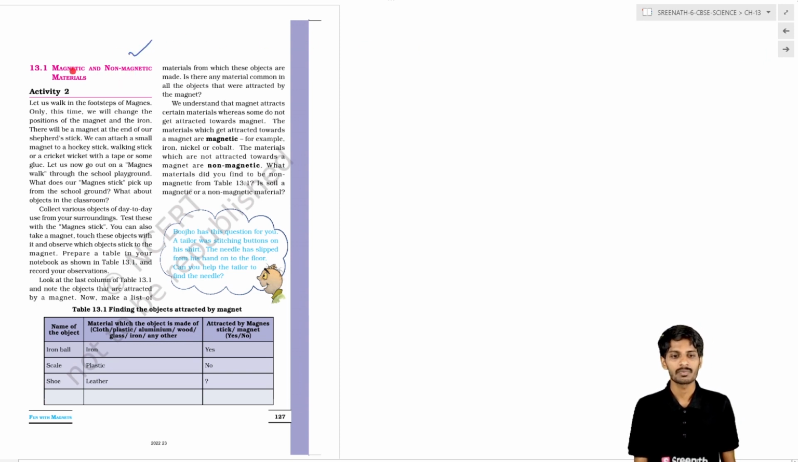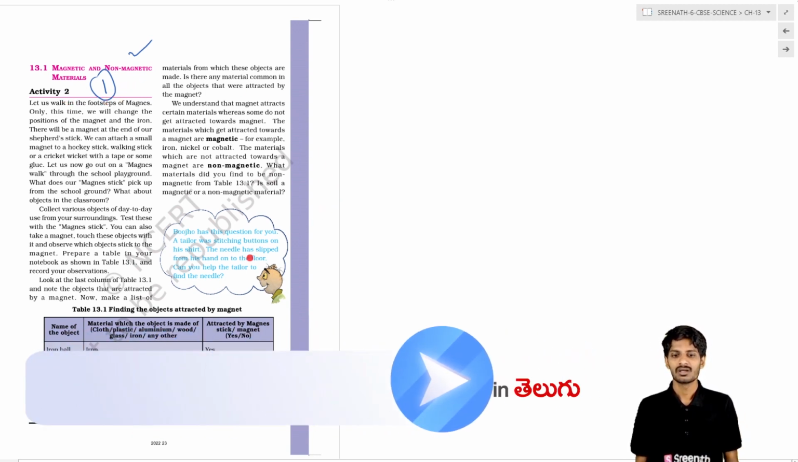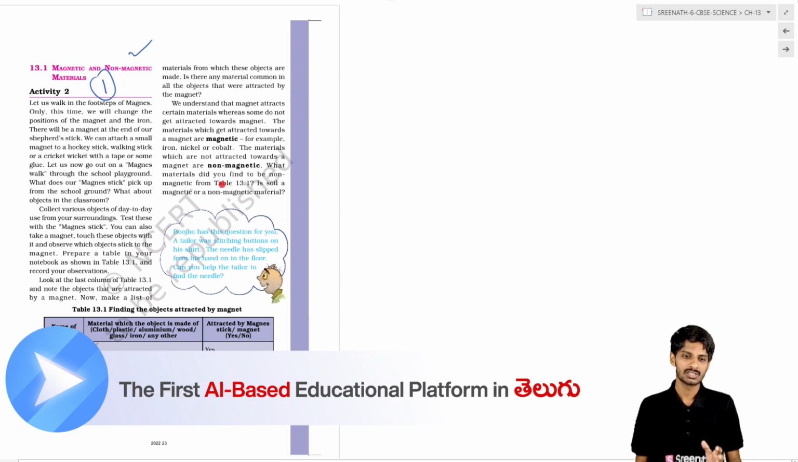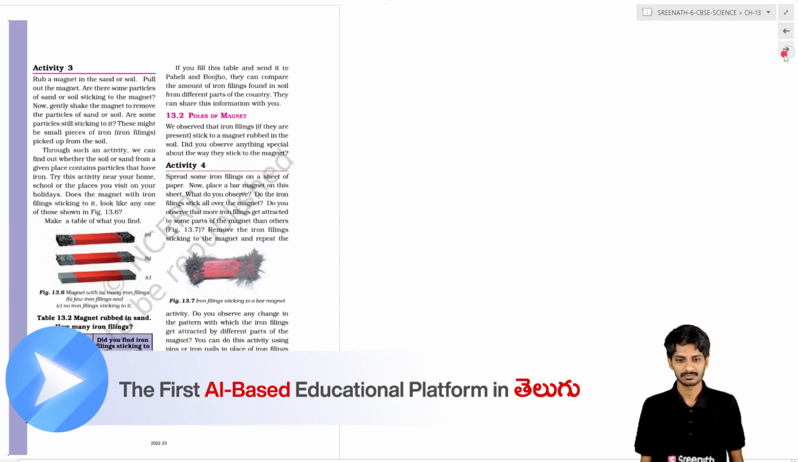After completing the introduction, the next topic is magnetic and non-magnetic materials. What is the difference between the magnetic and non-magnetic materials? Basically, what are materials? We know different types of materials, but how do we classify them based on the magnetic property? Some materials have magnetic properties and some materials are non-magnetic, so we call them magnetic materials and non-magnetic materials. How do we classify this? We are going to learn about this.